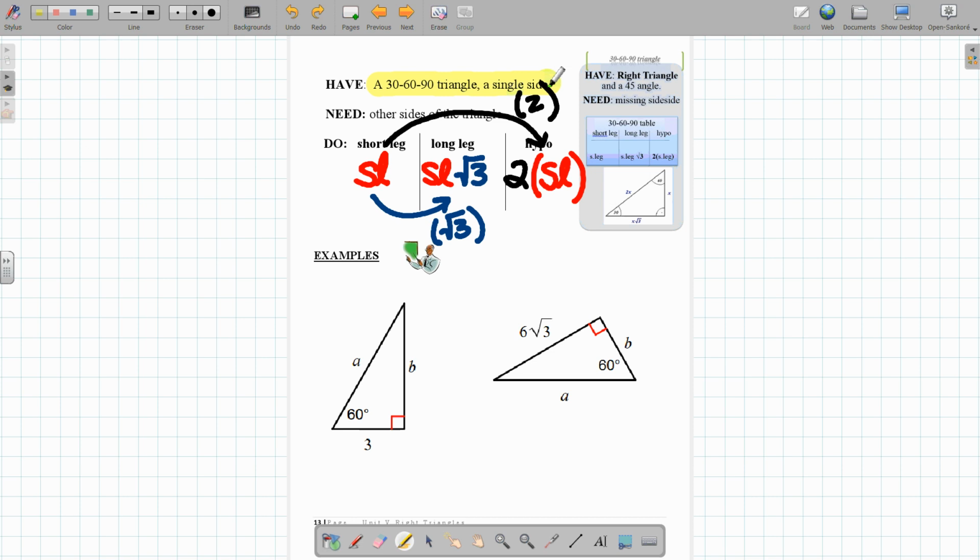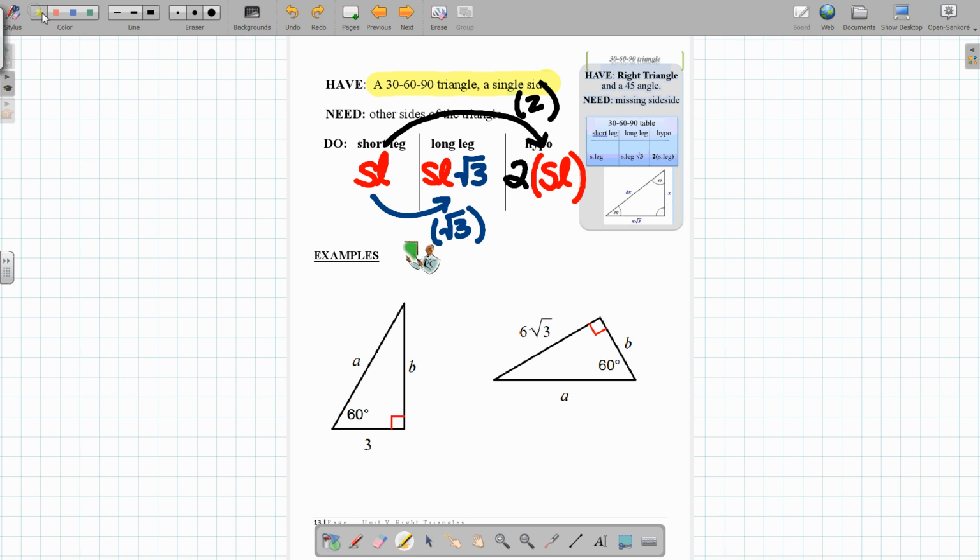Again. 30, 60, 90, short leg root 3, short leg times 2. One more time. 30, 60, 90, short leg root 3, short leg times 2. This only works for a 30, 60, 90 triangle.